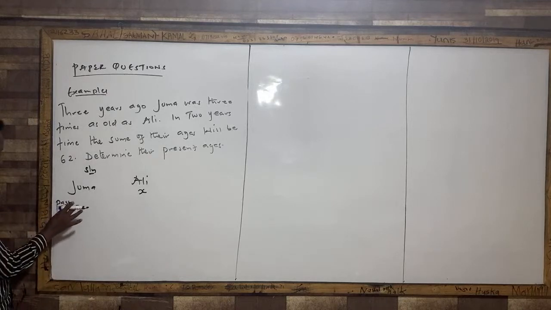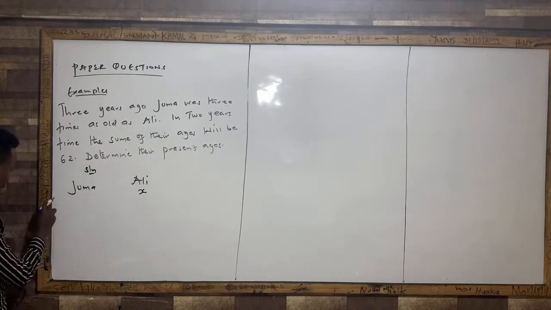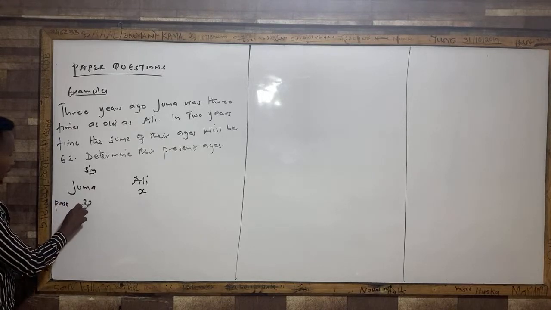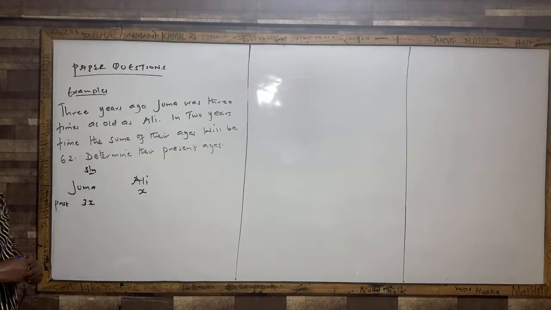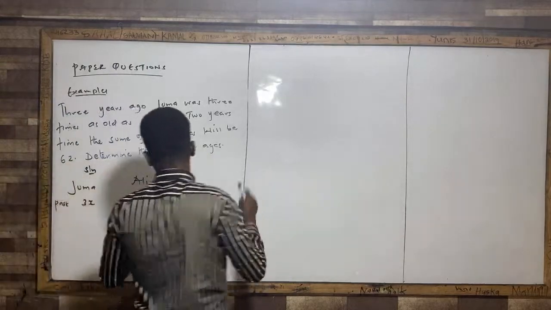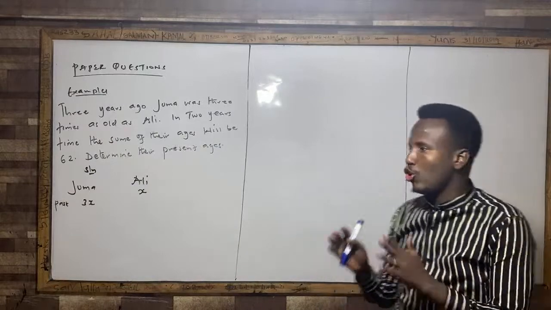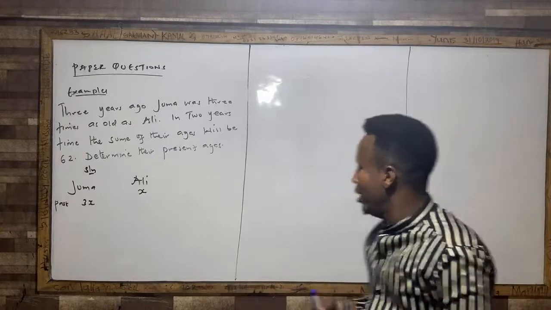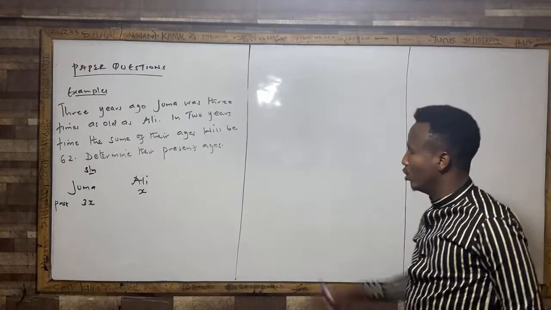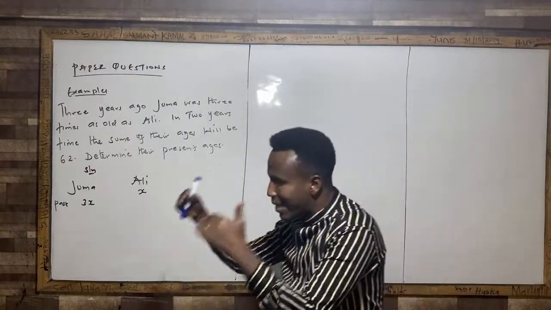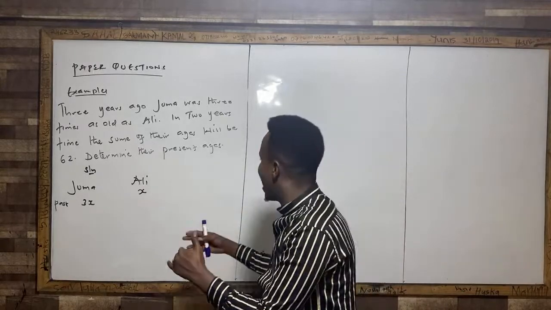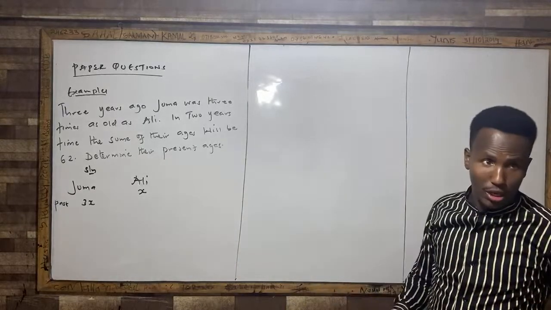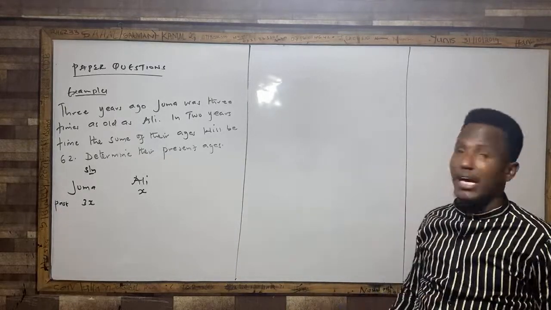We are talking about past here, don't forget. Now for Juma, he will be 3 times because you are told 3 years ago, Juma was 3 times as old as Ali. We are going to do a comparison in the past. So let the age of Ali 3 years ago be x, and that of Juma will be 3x, because we are told Juma is 3 times as old as Ali.